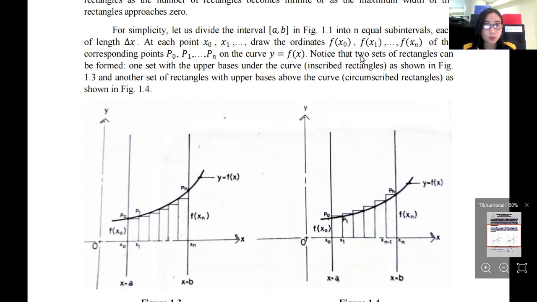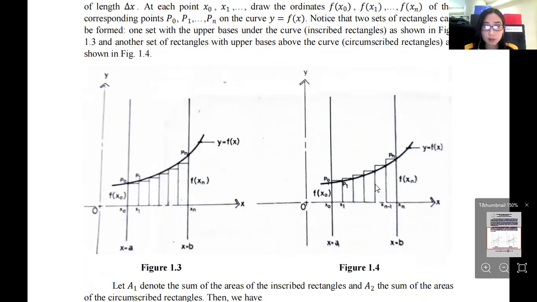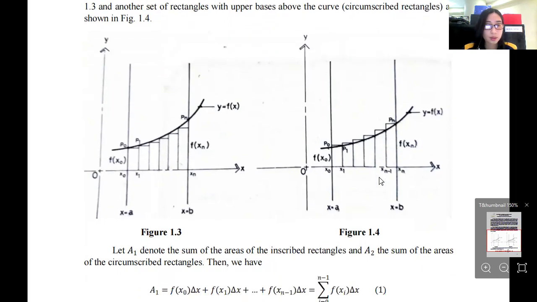So, notice that two sets of rectangles can be formed. One set with the upper bases under the curve. These are inscribed rectangles inside the region under the curve. And the other set of rectangles has upper bases that go beyond our curve, or circumscribed rectangles. Let A sub 1 denote the sum of the areas of the inscribed rectangles, and let A sub 2 denote the sum of the areas of the circumscribed rectangles. Circumscribed means they overlap the curve.